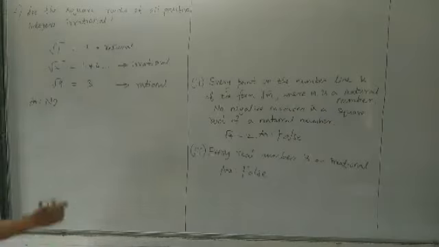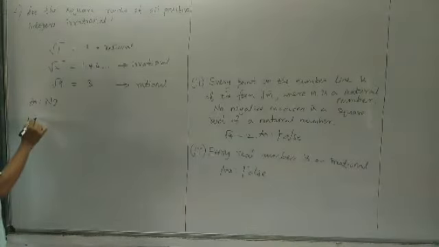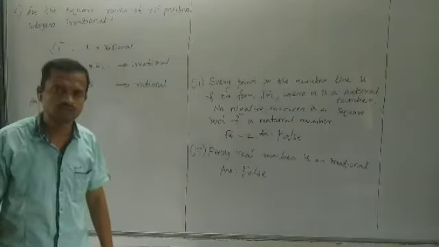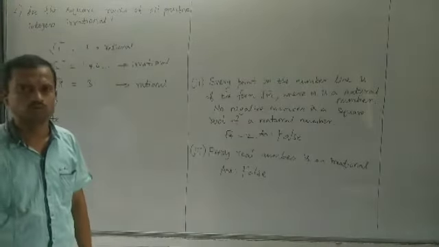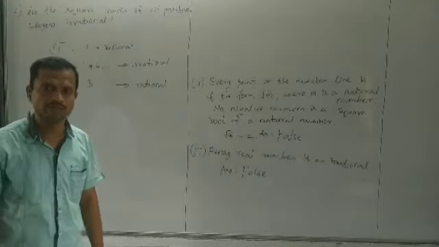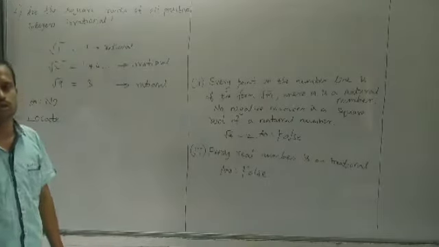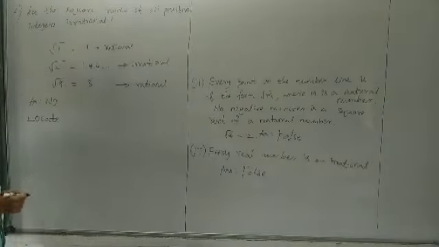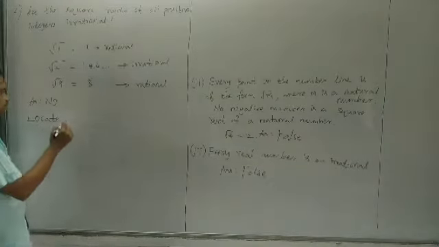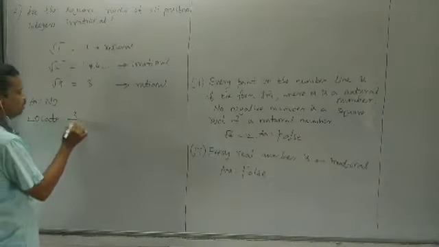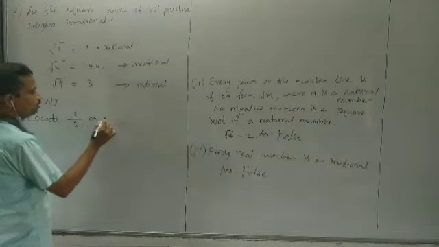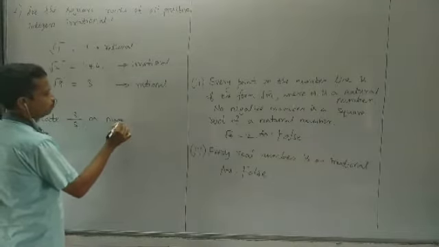And now coming to locating. In your book, the next question is, locate root 5 on the number line. Before trying to understand how to locate root 5 on the number line, we recall what we studied in 8th standard. Locate 3 by 5, a rational number, on the number line.